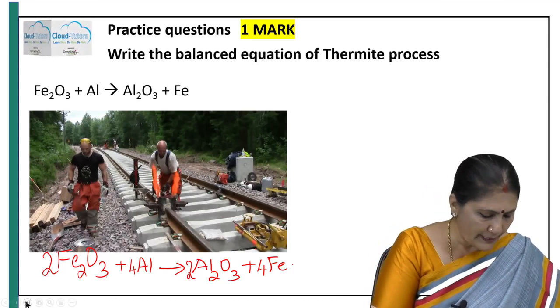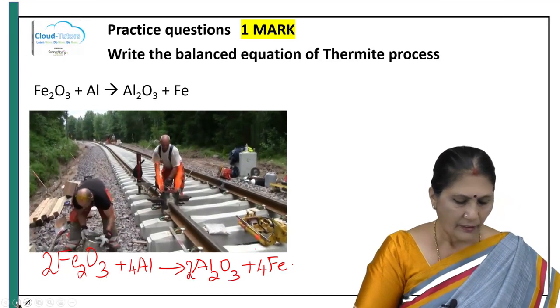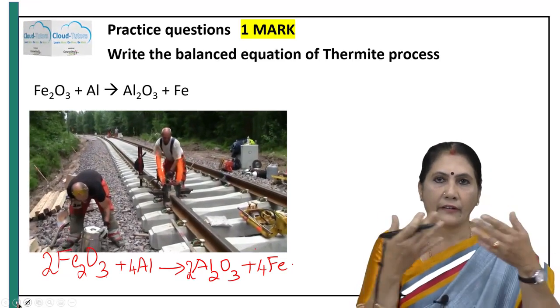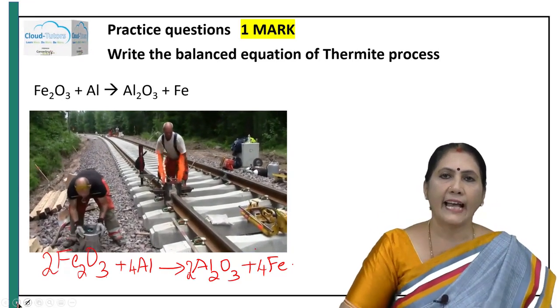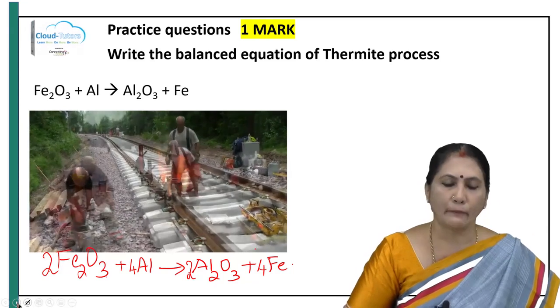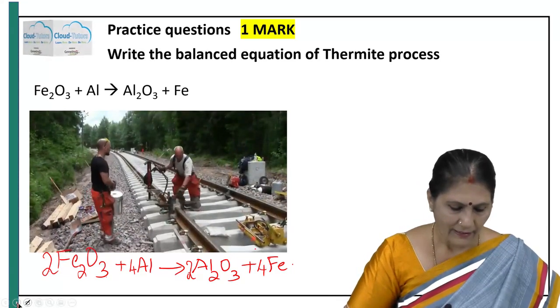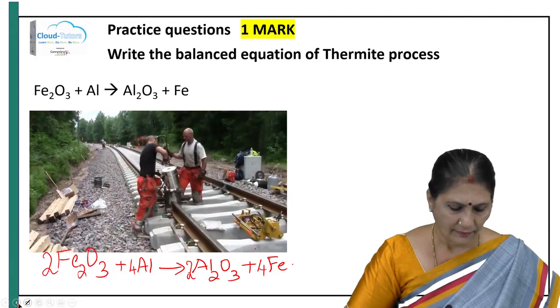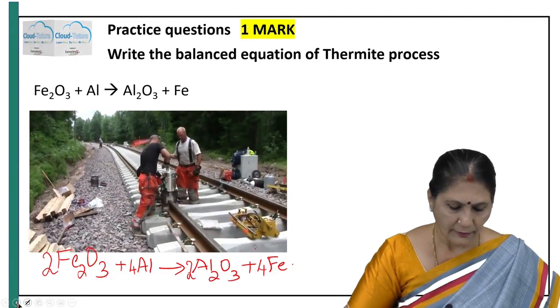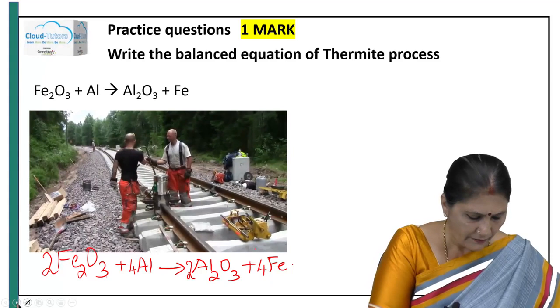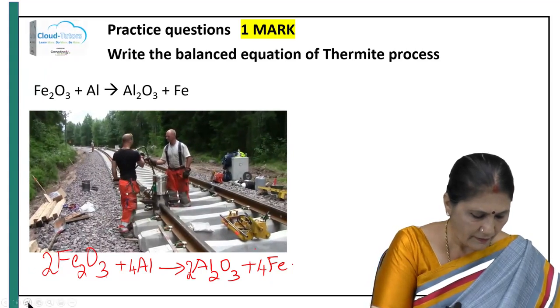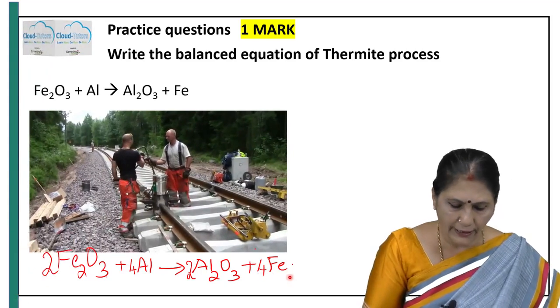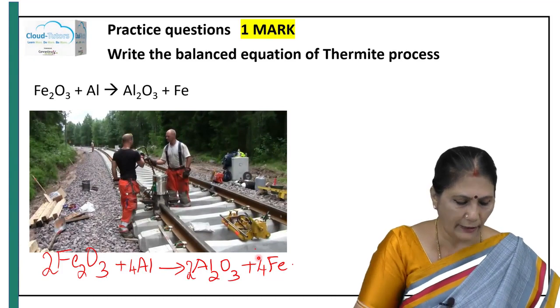Now I want you to observe this reaction. The rails, when welding has to be carried out, they make use of this thermite process. The molten iron, you can see this particular video.